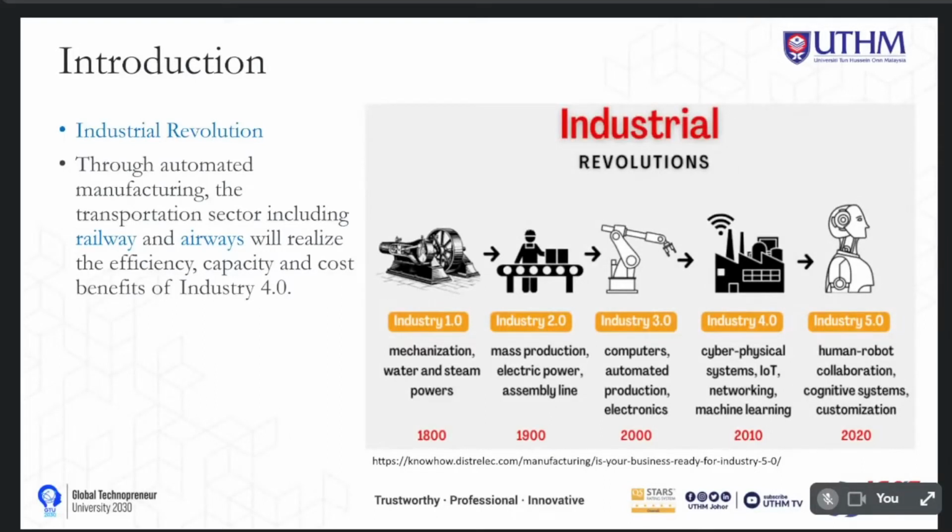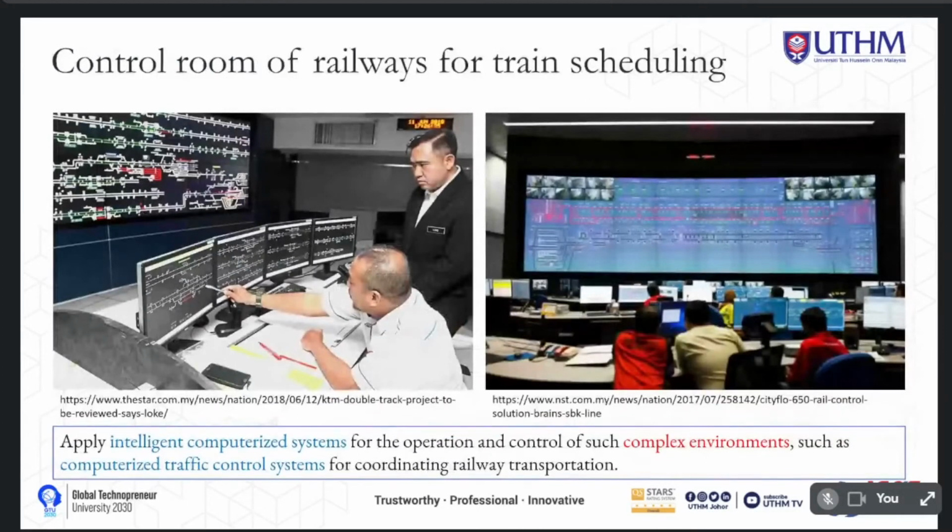So why do people already talk about Industry 5.0? Whereas Industry 4.0 was about connecting automation and digitalization, Industry 5.0 collaborates between humans and machines. Therefore, through automated manufacturing, the transportation sector, including railway and airways, will realize the efficiency, capacity, and cost benefits of Industry 4.0. There's no established path for the success of any emerging technology, but creating a roadmap can help the rail and aviation industries to build a more digital and connected future.